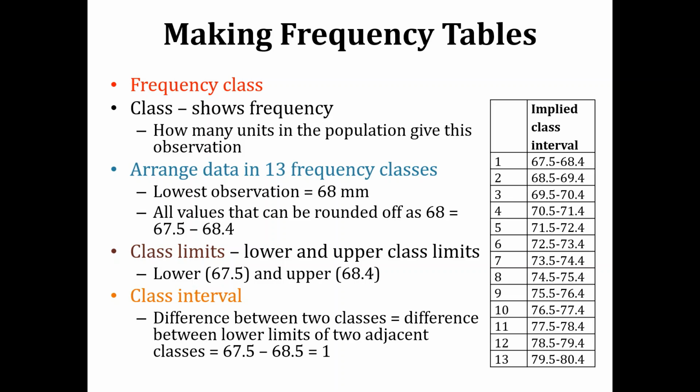And we will make the class limits for each one of these 13 classes, right? So class number 1 has 67.5 to 68.4, then class number 2 has 68.5 to 69.4, and so on. So we have made the class limits for each one of these 13 frequency classes.